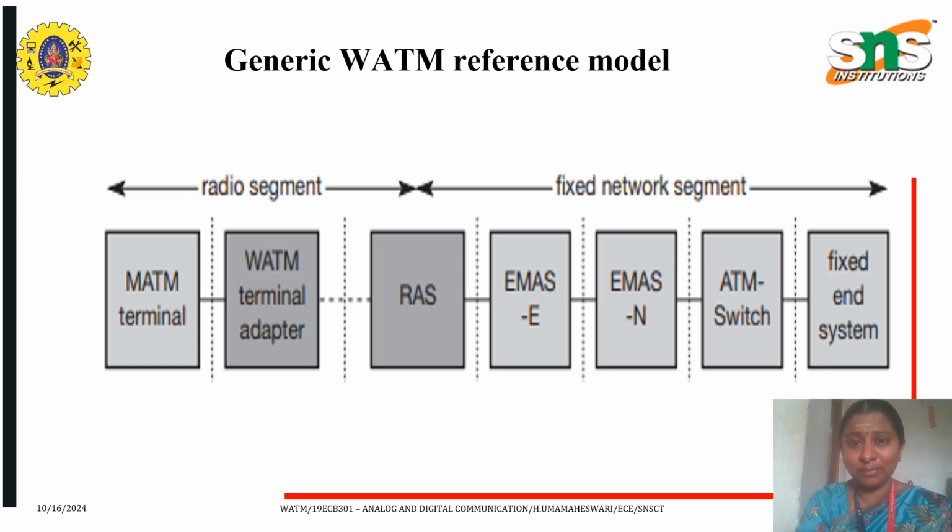So this is the generic WATM reference model, where MATM is nothing but a mobile ATM terminal. From the terminal it is given to the wireless ATM terminal adapter, then to the RAS, then to the EMAS-E, then to the EMAS-N, and finally to the ATM switch, or it is given to the fixed end system. The group of WATM terminal, MATM and RAS is called the radio segment. EMAS-E, EMAS-N, ATM switch and the fixed end system together are called the fixed network segment.